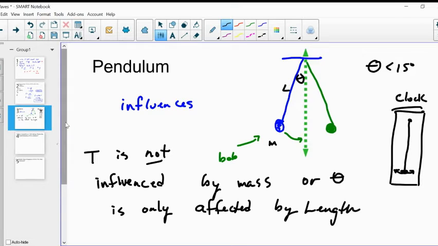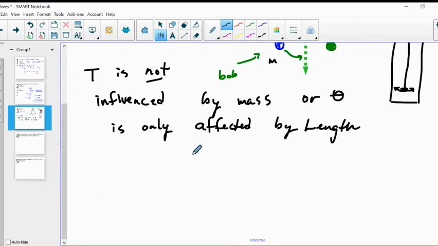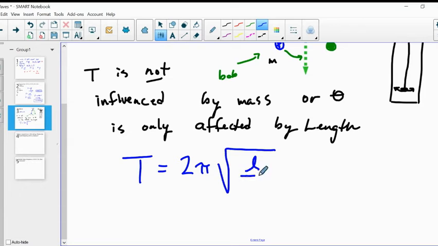I'm not going to go through the algebra of how to derive this equation. It's not that hard to do, but we'll skip it for today. But the period T is equal to 2 times pi times the square root of the length divided by gravity. It's a good formula to know. Let's do a couple practice questions.